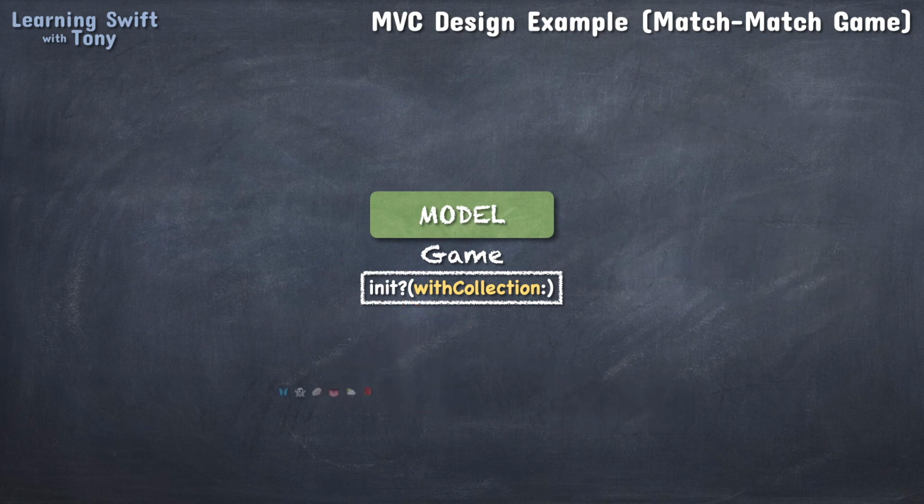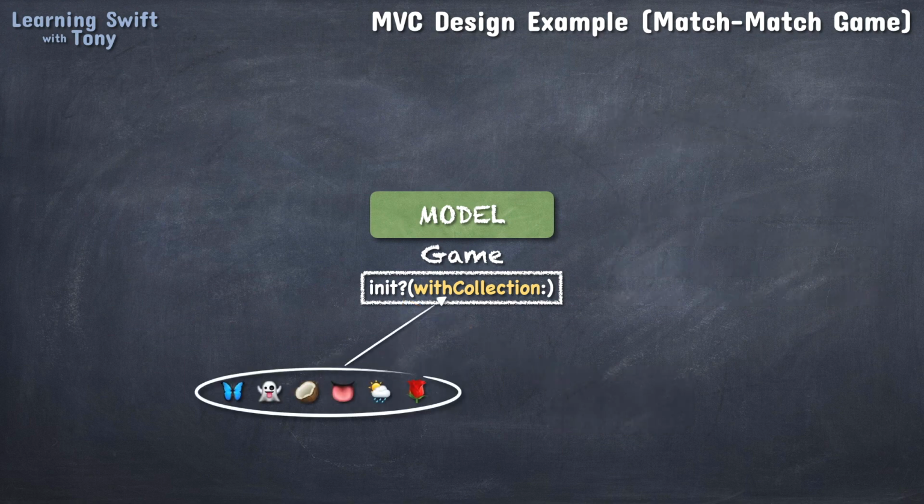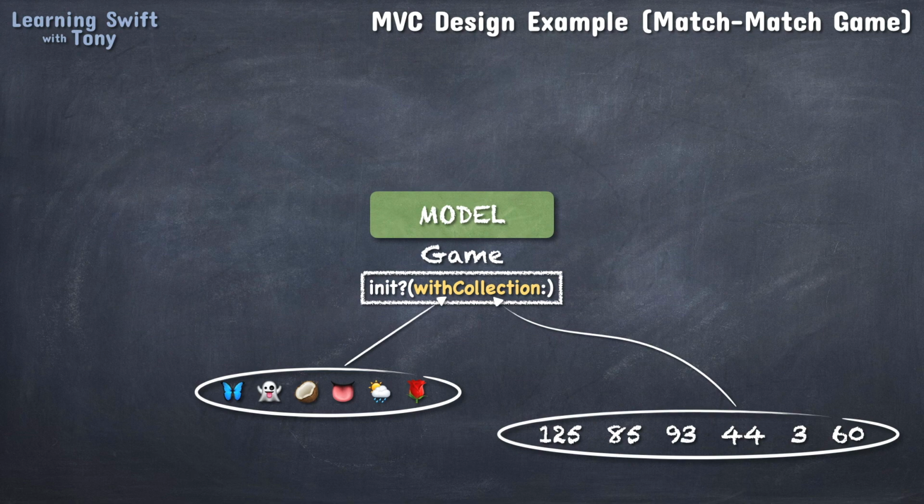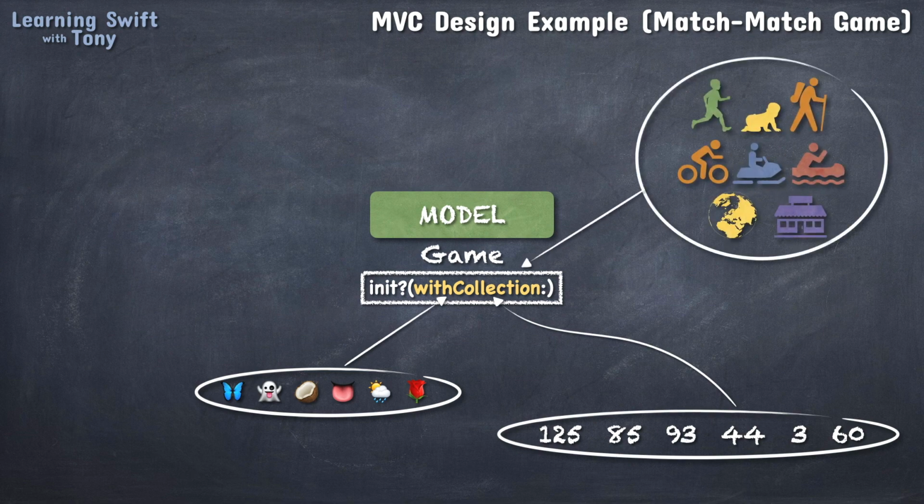But we still have lots of freedom when it comes to what exactly we can put in this collection. A collection of emojis will be a great example of a collection that we could feed to the initializer. Or we could choose to have a collection of integer numbers if we want to. Or even better, we could have a collection of illustrations. It does not really matter for the model as long as all the elements are of the same type.